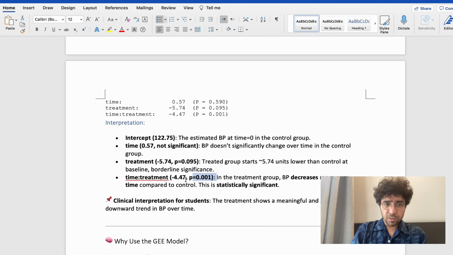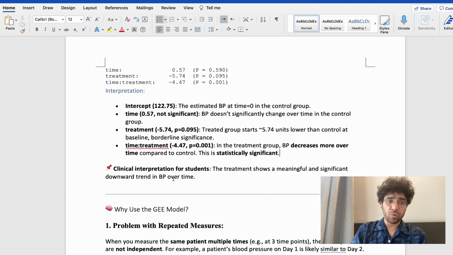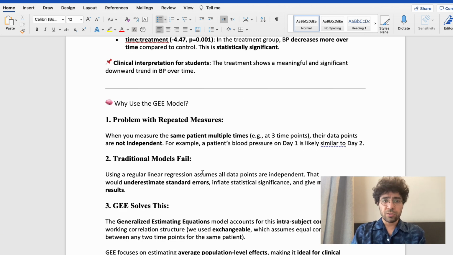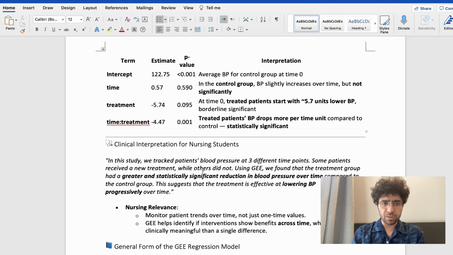So blood pressure decreases more. How much more? 4.47 more. It decreases, because we say decreases, we don't say minus anymore. So it decreases more over time compared to the control group. The clinical interpretation for the students is that treatment shows a meaningful and significant downward trend in blood pressure over time. So this was how to do the GEE and how to interpret the results.